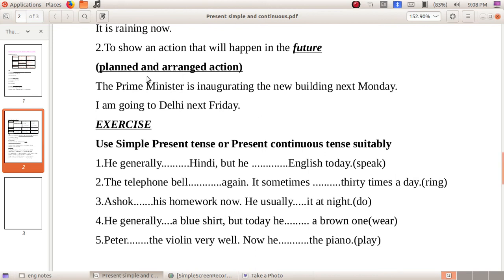Okay, so I think there is nothing much to tell about it, but at the same time you should keep in mind that there are other uses also for both the tenses.